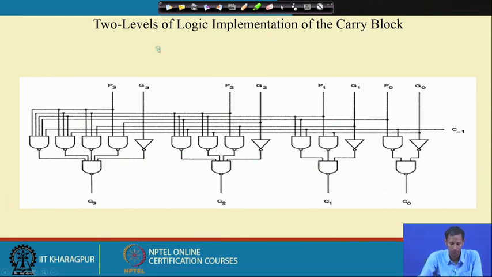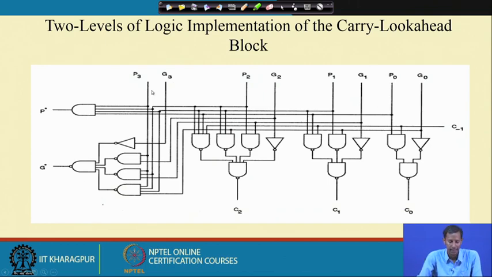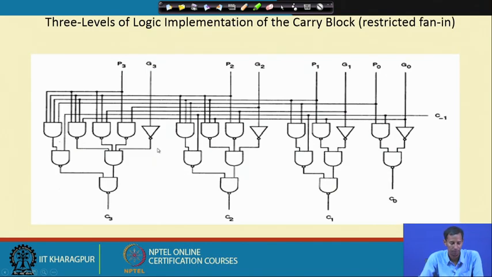Next you see the 2 level of logic implementation of the carry look ahead block. This is another implementation technique. Instead of this vertical, if I put it in the vertical, it will be just the same. And then the 3 level of logic implementation of the carry block with restricted fan in.